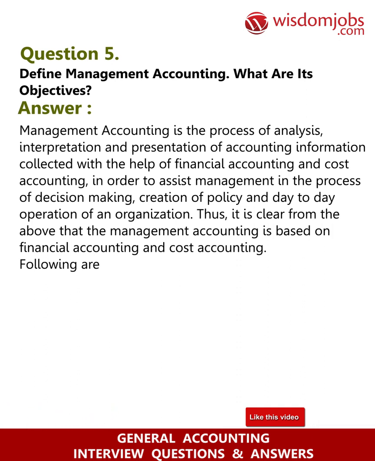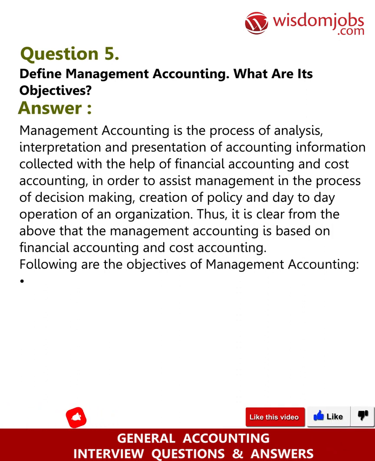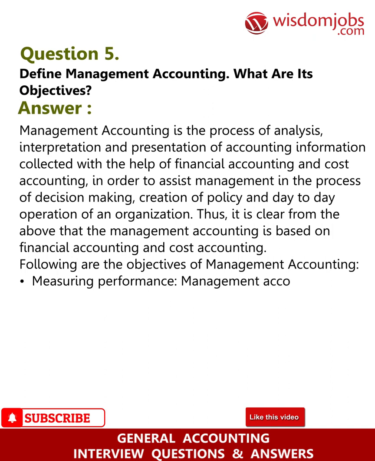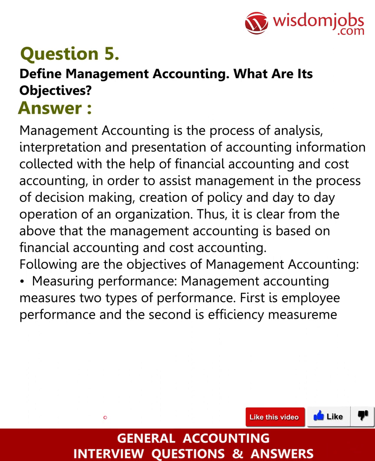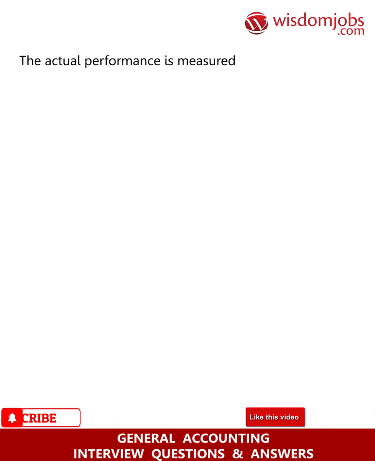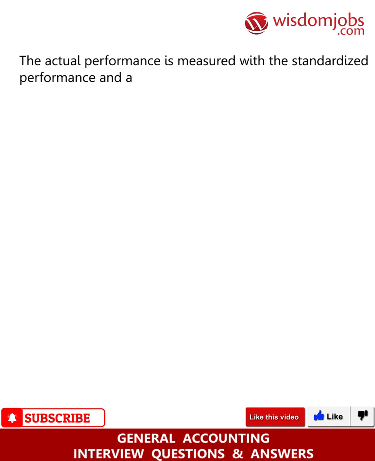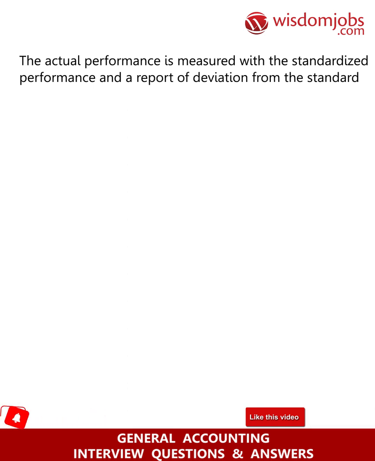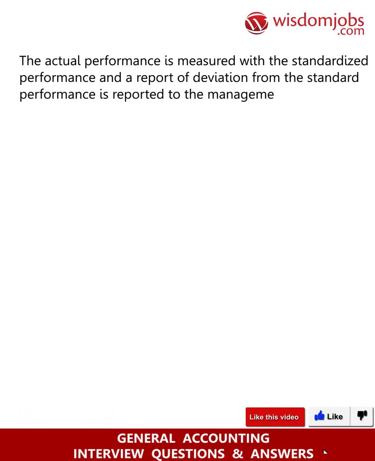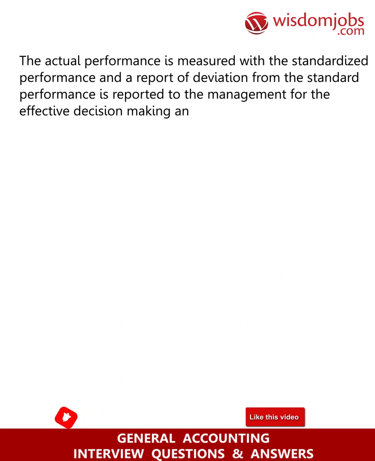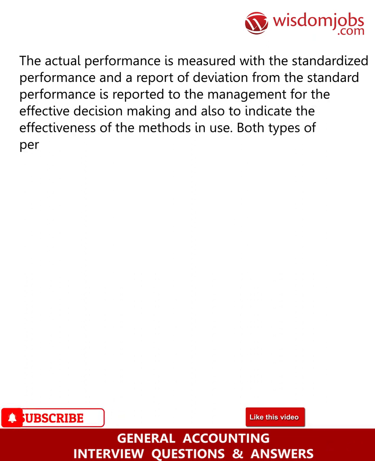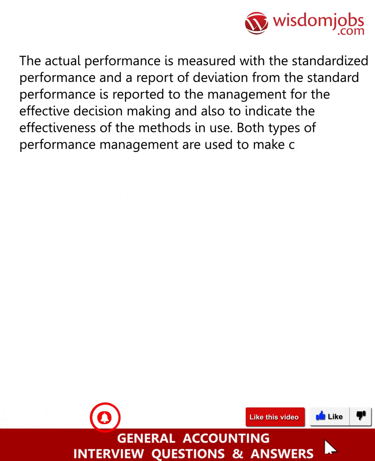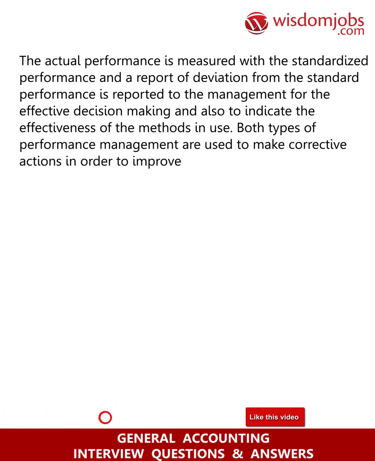Following are the objectives of management accounting. Measuring performance. Management accounting measures two types of performance. First is employee performance and the second is efficiency measurement. The actual performance is measured with the standardized performance, and a report of deviation from the standard performance is reported to the management for the effective decision making and also to indicate the effectiveness of the methods in use. Both types of performance management are used to make corrective actions in order to improve performance.